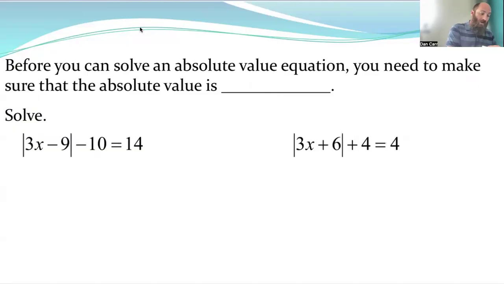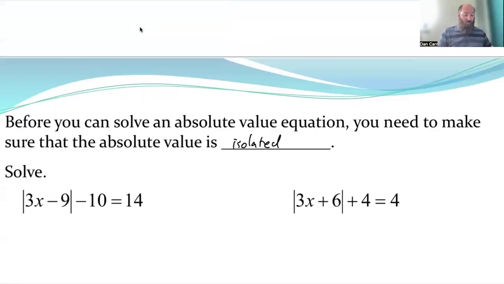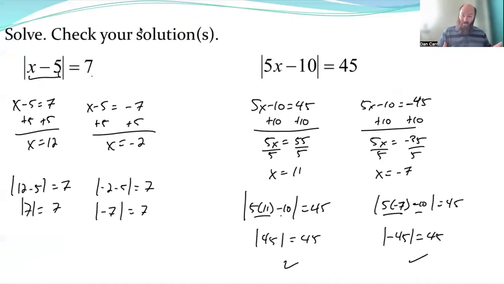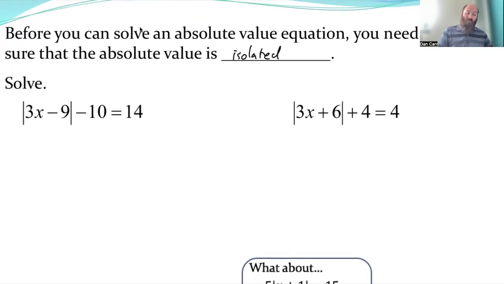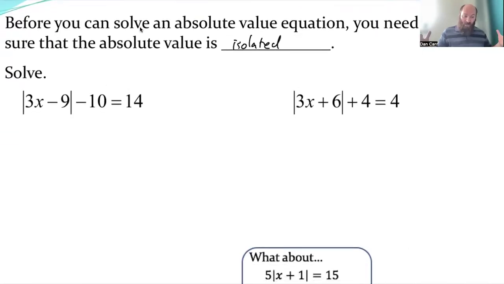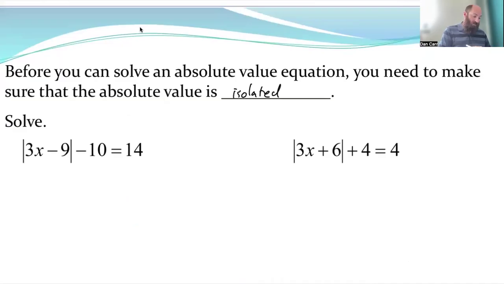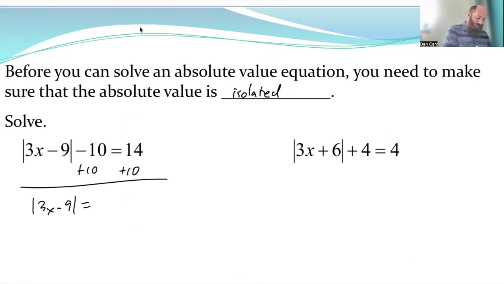It's not about whether or not it's possible. Make sure the absolute value is isolated. Okay. So what that means is we need to get the absolute value symbol by itself. Very similar to these. These were already isolated. These two are not. So before we can do any kind of like splitting it up as two possibilities, we have to first add 10 over here in this case. So the absolute value of 3x minus 9 is equal to 24. And now I can split them up.